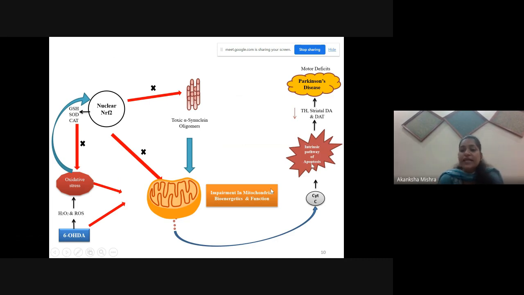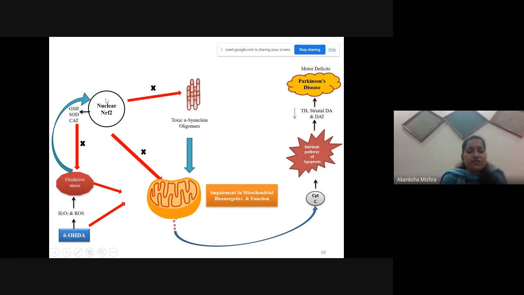Apoptosis means cell death. If dopaminergic cell death is happening, then striatal dopamine release will be less, dopamine transporter will be less, and tyrosine hydroxylase, which is the basic enzyme for the production of dopamine, also gets decreased, and at the end Parkinson's disease happens, which is characterized by motor symptoms.